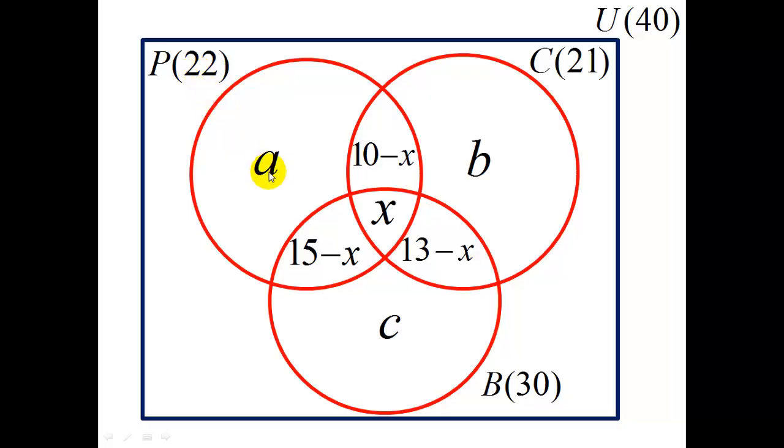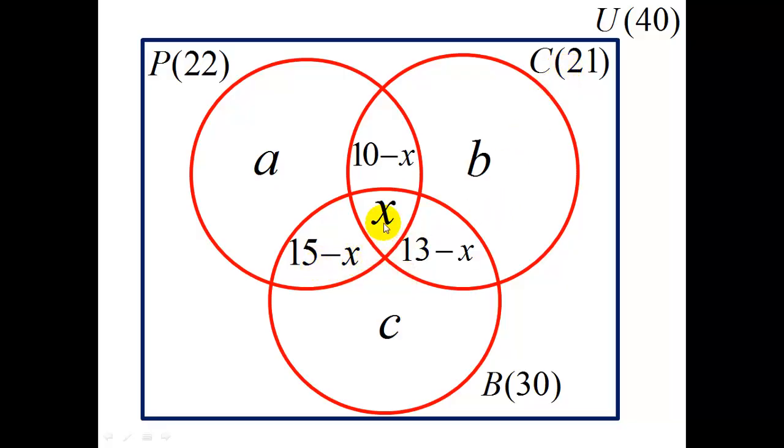22. It means that A plus 10 minus x plus x plus 15 minus x is equal to 22. Also, B plus 10 minus x plus 13 minus x equals 21.